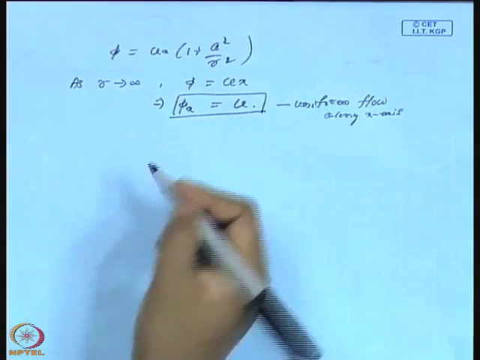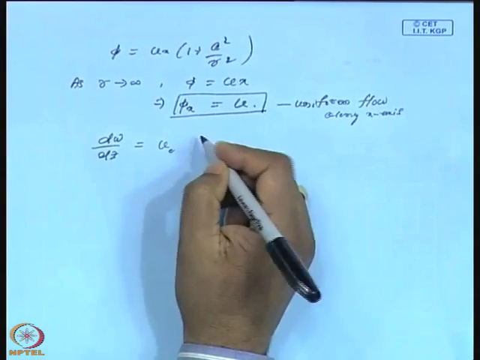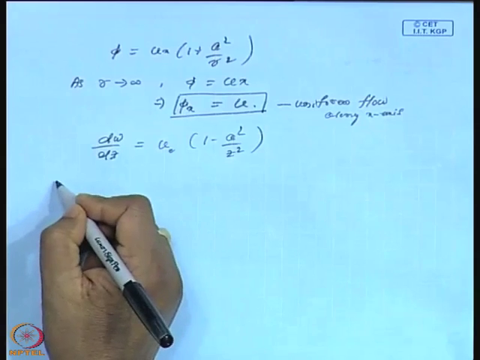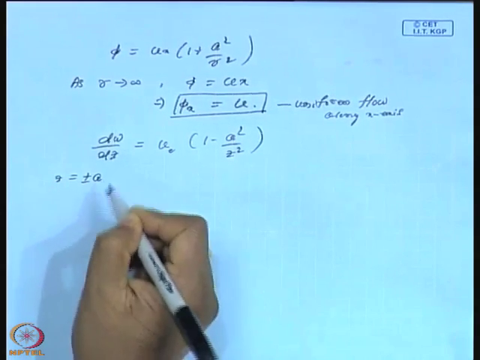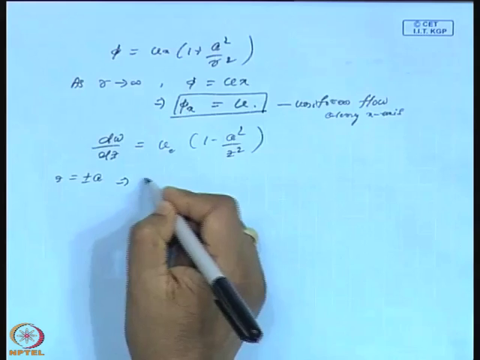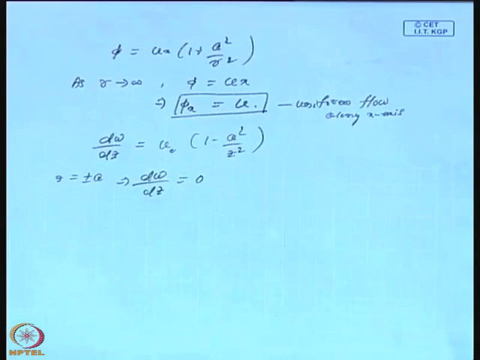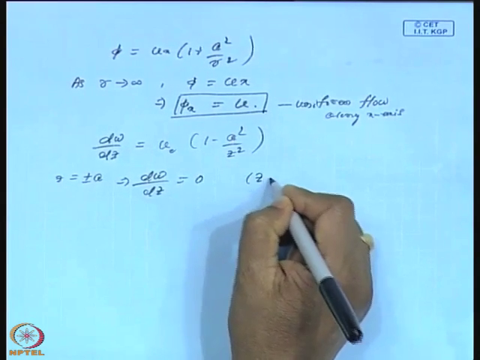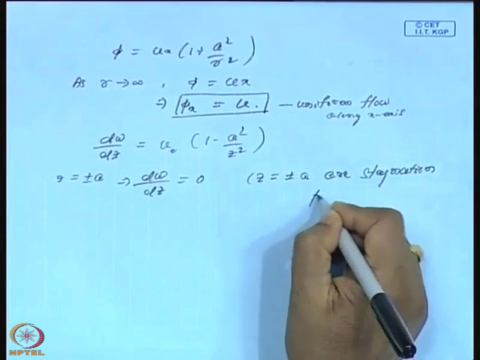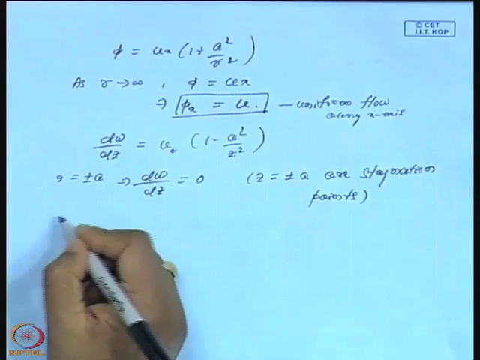Now what will happen to dw by dz? If you look at dw by dz, it will be u naught into 1 minus a square by z square. At z is equal to plus minus a, from here itself we can see dw by dz is 0. So that means the points z is equal to a and minus a are called stagnation points.